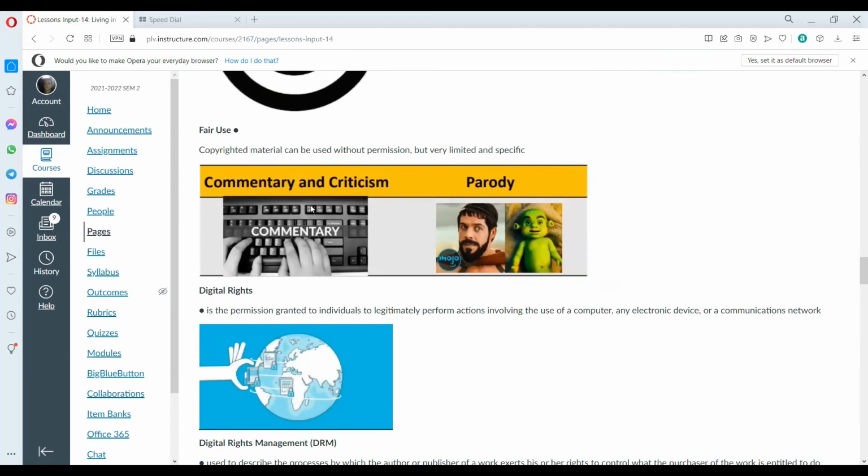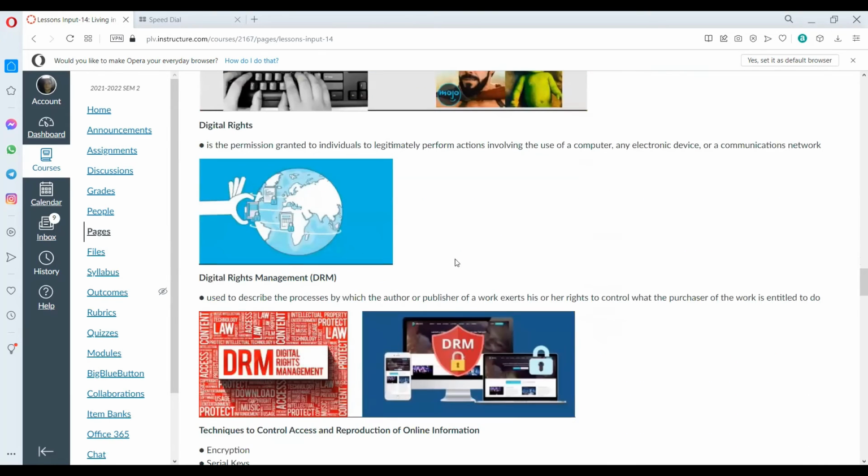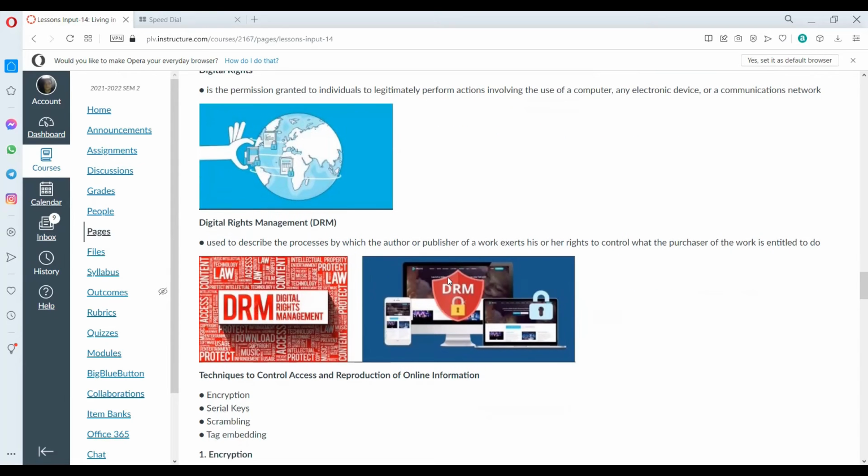For example, commentary and criticisms and parody, particularly in movies. Digital rights is the permission granted to individuals to legitimately perform actions involving the use of a computer, an electronic device, or a communication network. Digital rights management is used to describe the process by which the author or publisher of a work exerts his or her rights to control what the purchaser of the work is entitled to do.